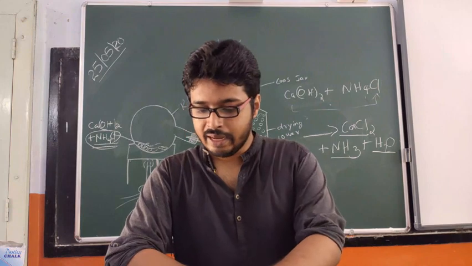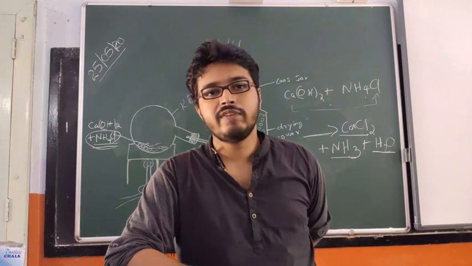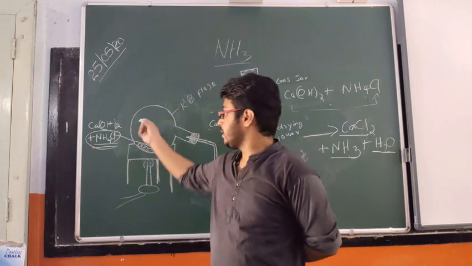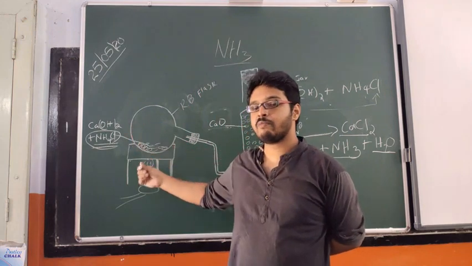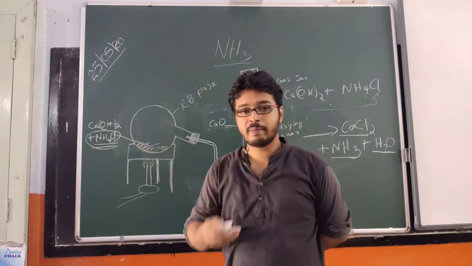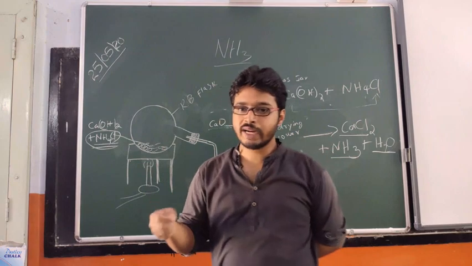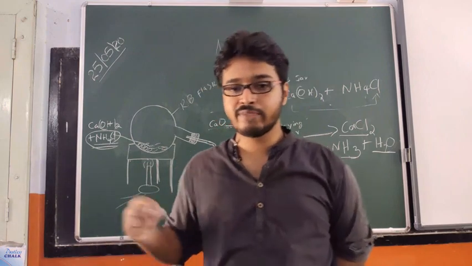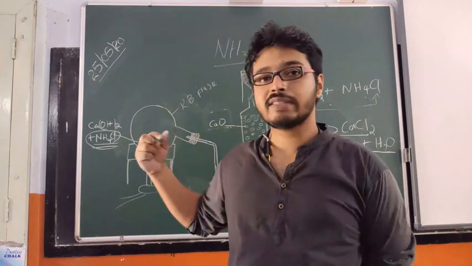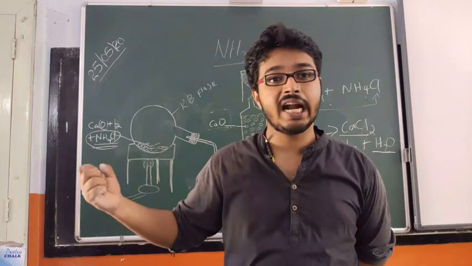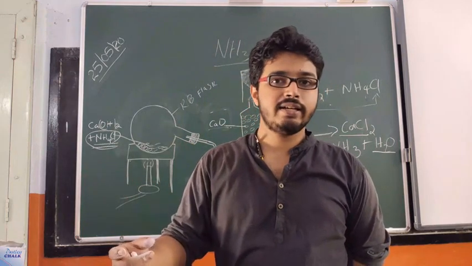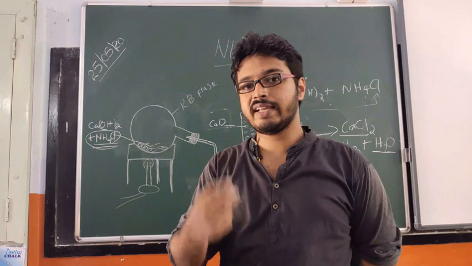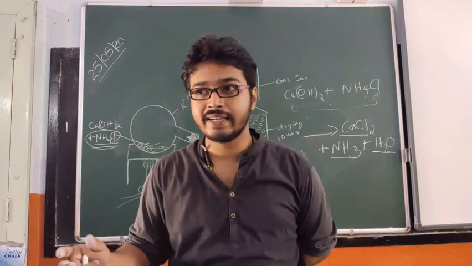Now, the reactants that we are using are calcium hydroxide and ammonium chloride. I hope you remember why. Ammonium chloride is the cheapest available ammonium salt. Calcium hydroxide is an alkali that is not deliquescent in nature. NaOH and KOH are deliquescent. That is why we are not using NaOH and KOH.